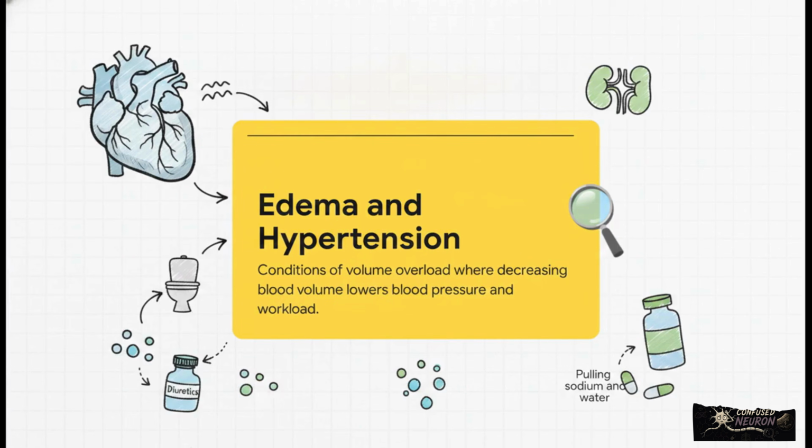Think about it. When a patient is severely overloaded with fluid, maybe from heart failure, or they're dealing with high blood pressure, these drugs are our absolute go-to weapons. By decreasing that extracellular volume, literally grabbing sodium and water out of the blood and dumping it into the urine, we immediately drop the venous return to the heart. That decreases cardiac workload and oxygen demand. Basically, we're unflooding the whole system.